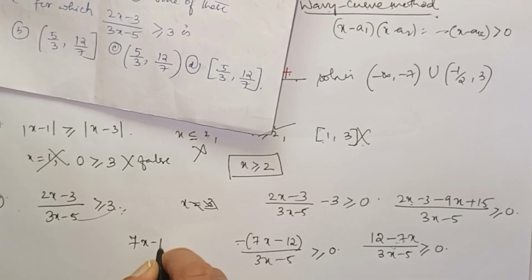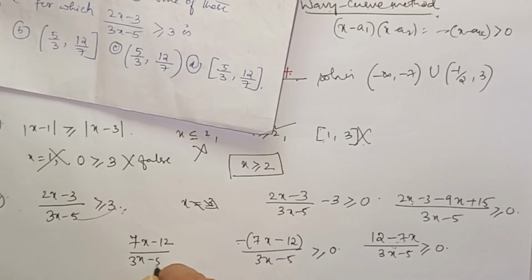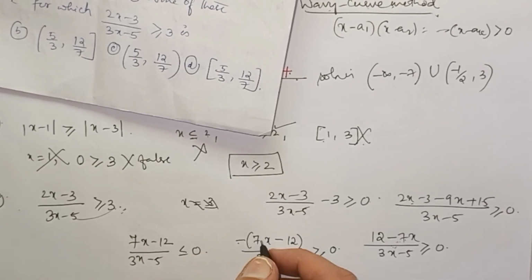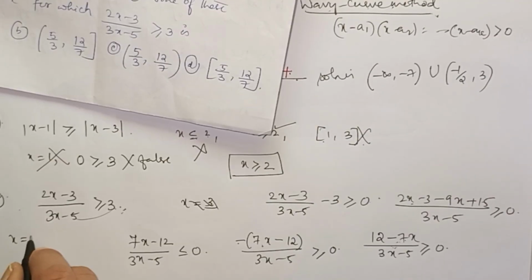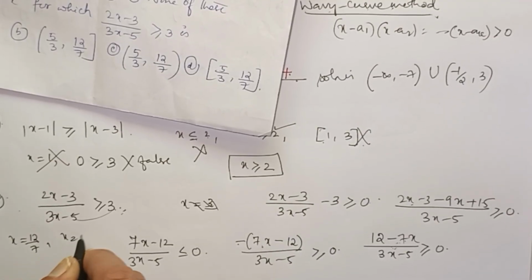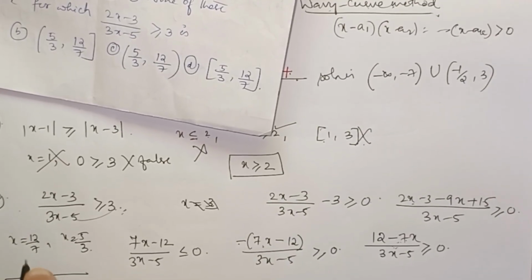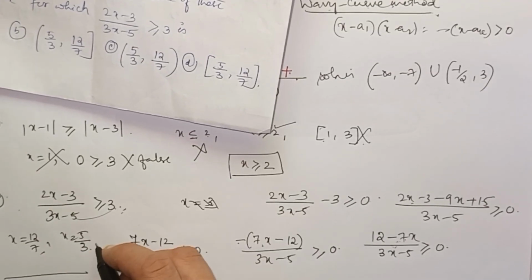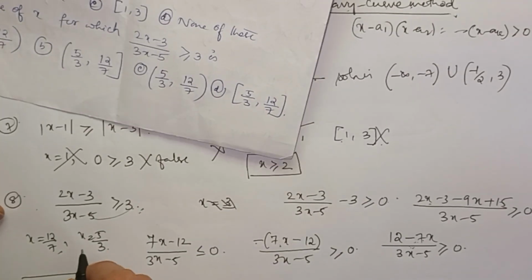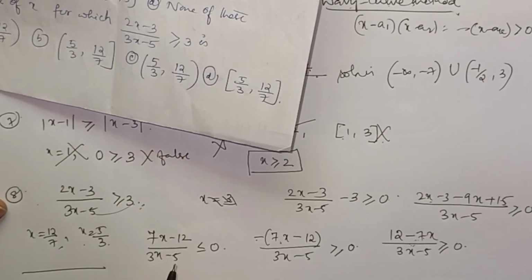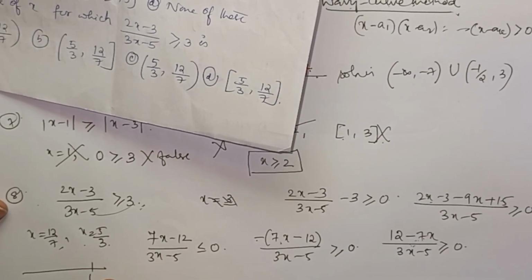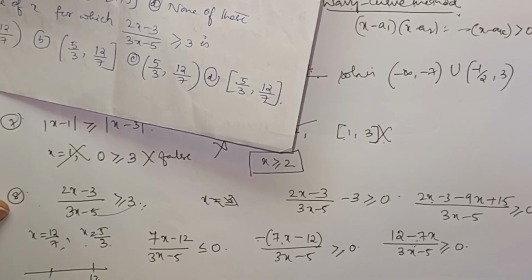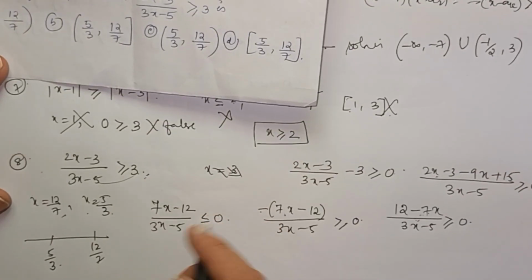So you'll get (7x - 12)(3x - 5) ≤ 0. So possible values of x are x = 12/7 and x = 5/3. One value is 12/7, another is 5/3. Out of these two values, the largest is 12/7. So you will get here 12/7 and here 5/3 on a number line. So this is the largest.